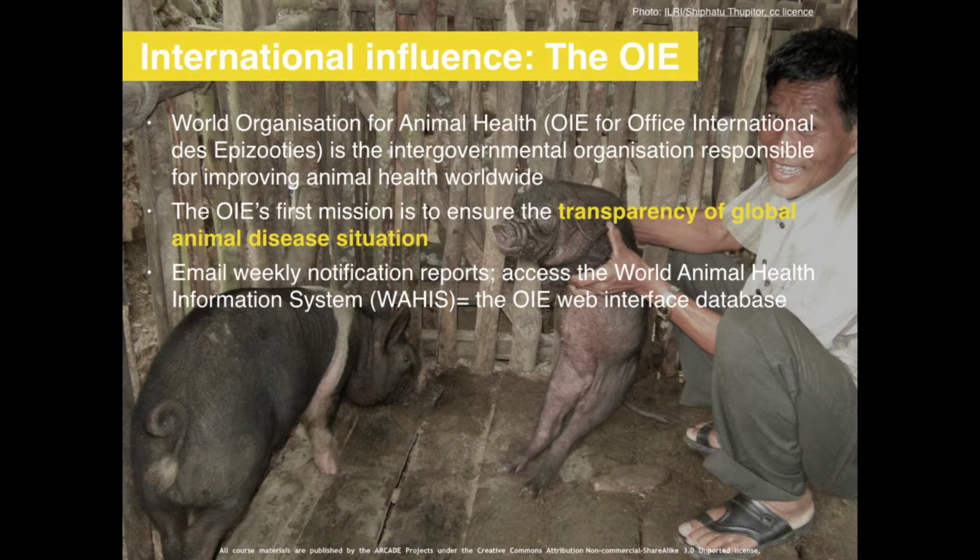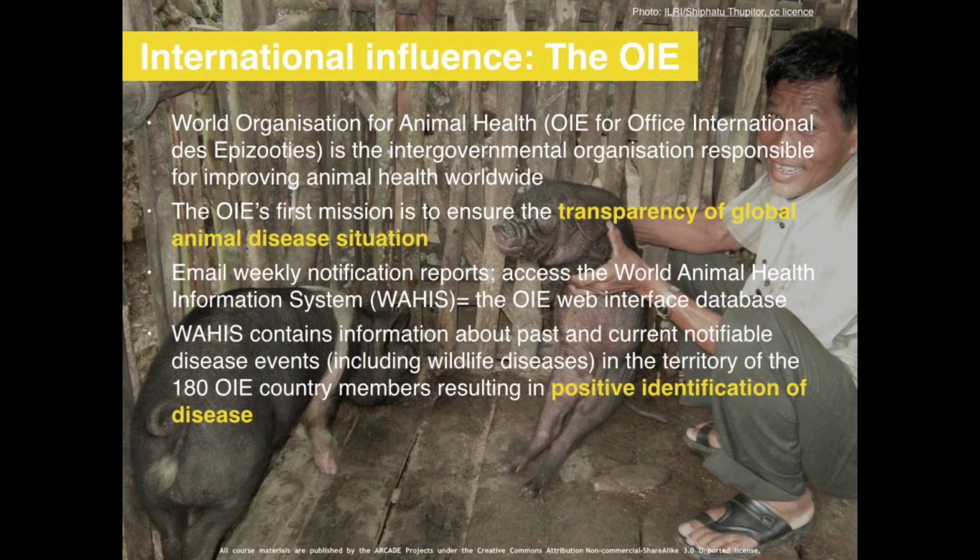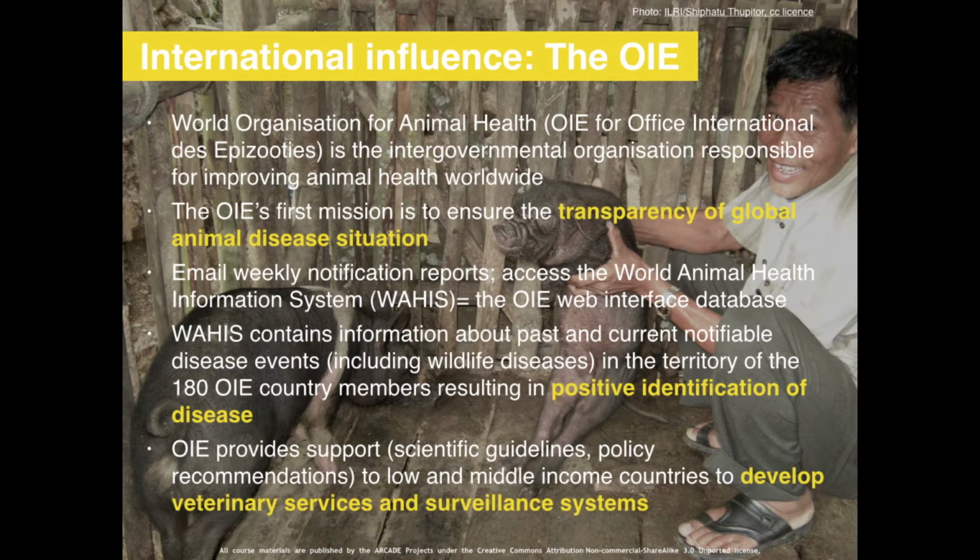WAHIS contains information about past and current notifiable disease events, now including wildlife diseases, that are reported in the territory of the 180 OIE country members. This data focuses on positive identification of disease. The organization also provides support, like scientific guidelines and policy recommendations, to low- and middle-income countries to develop the capacities of their veterinary services and surveillance system, so that major outbreaks are avoided or controlled as quickly as possible.